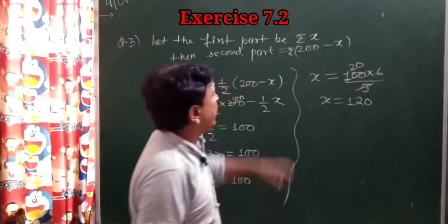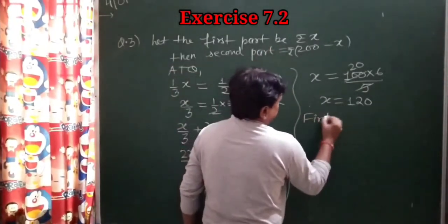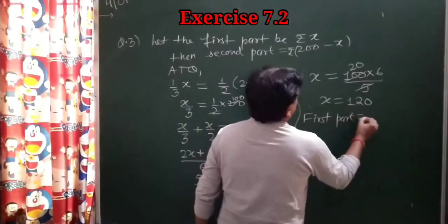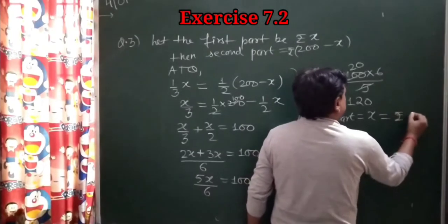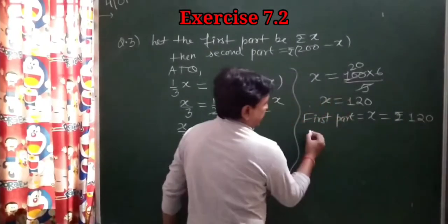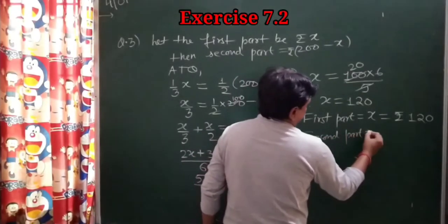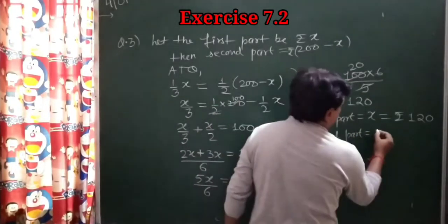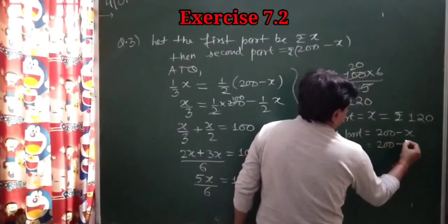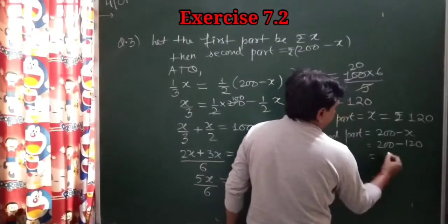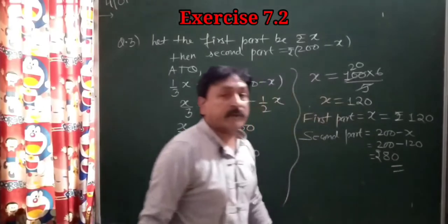Okay. Now we can have our needed parts. First part, it was x, so it will become how much? Rupees 120. Second part, how much? 200 minus x, 200 minus 120. How much will be left? 80. It is rupees 80, and this is the solution of our question.